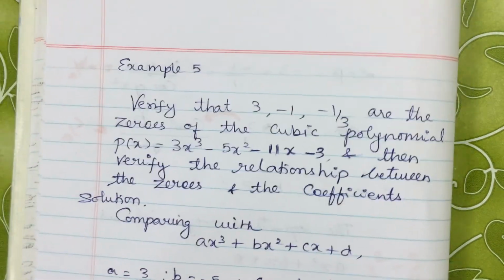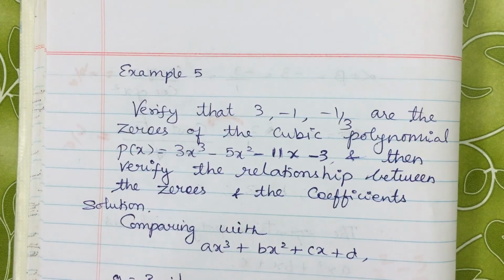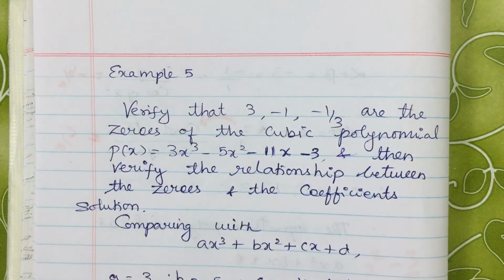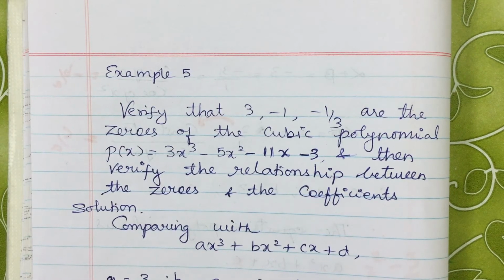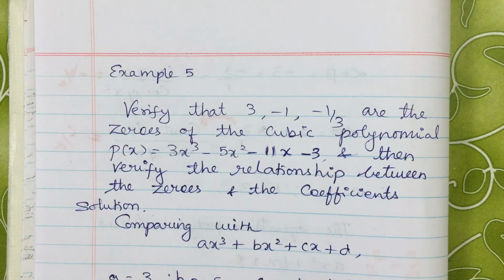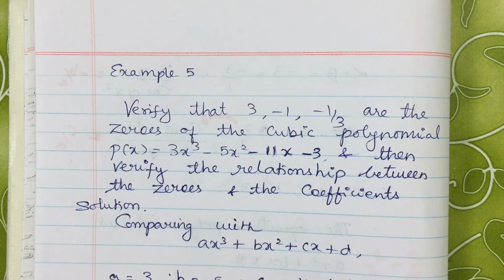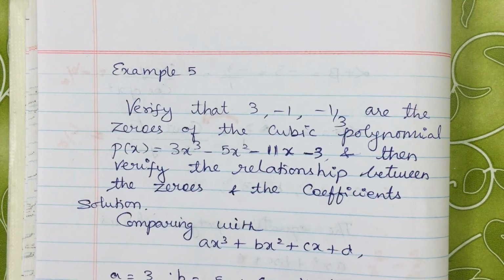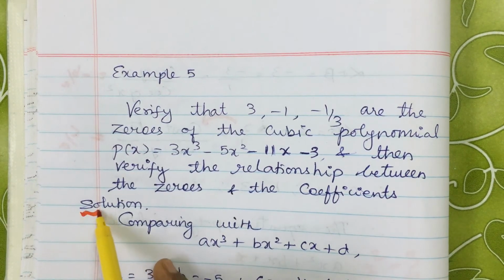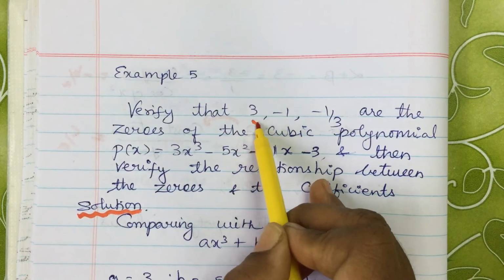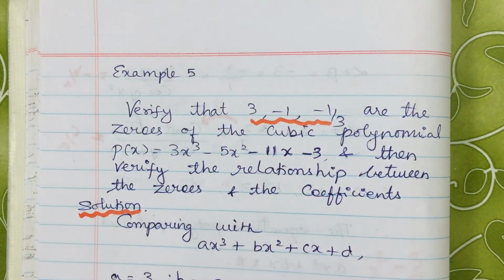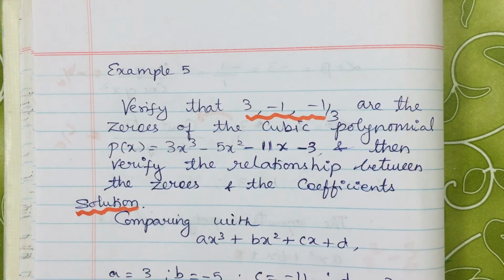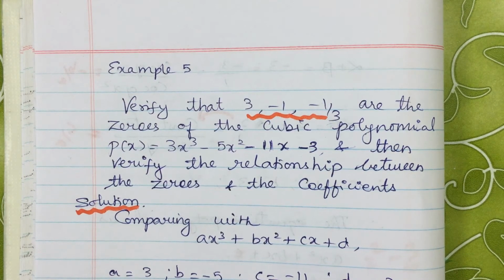Coming to example 5. So what is example 5? Verify that 3, minus 1, minus 1 by 3 are the zeros of the cubic polynomial p of x is equal to 3x cube minus 5x square minus 11x minus 3, and then verify the relationship between the zeros and the coefficients. So you are given the zeros and you have to verify whether they are the zeros of the given polynomial, and then as usual verify the relationship between the zeros and the coefficients.